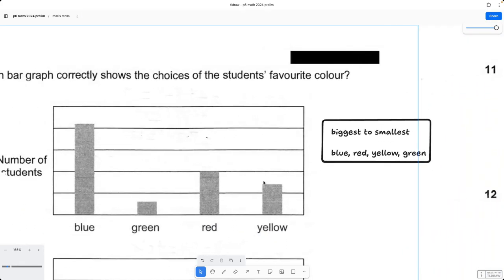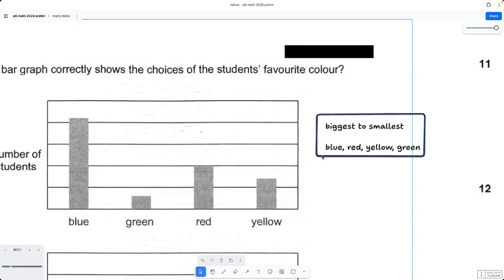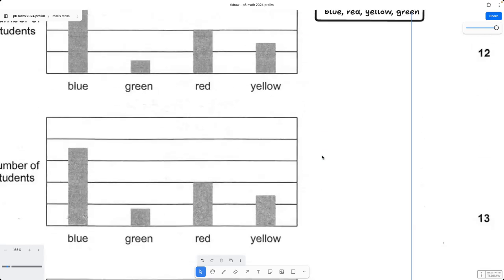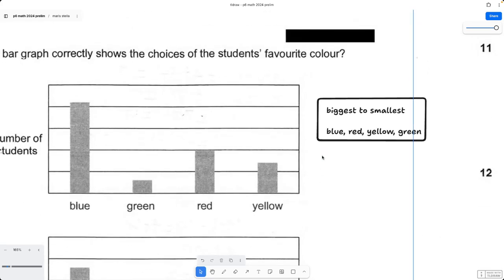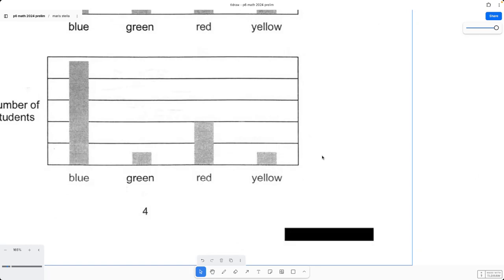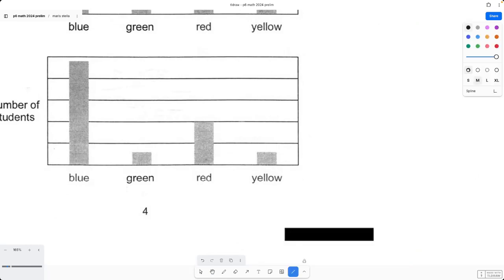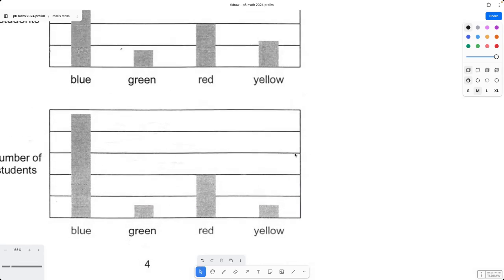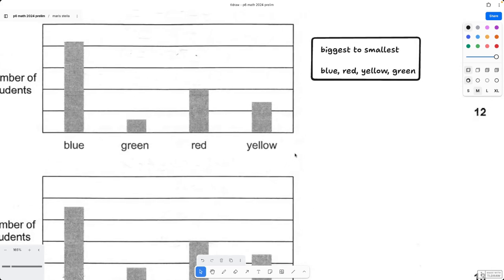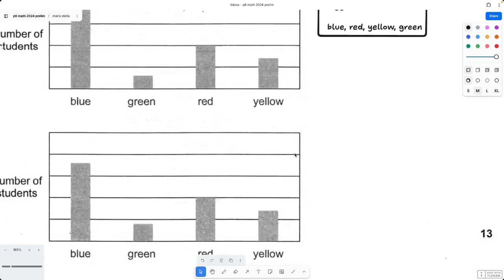Okay, so which one is the smallest? Green. Okay, green is always the smallest. Right, and then red is the second biggest. Everything looks like red is the second biggest, but green and yellow look the same, kind of. Right, so yellow must be bigger than green. Okay, yellow must be bigger than green.